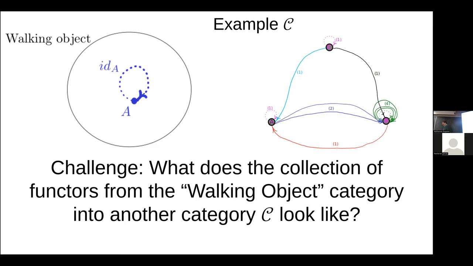This is called Cat. And these morphisms within Cat, if each of these objects is a category, what are the morphisms between categories? What are structure preserving mappings between categories? They are functors. These are functors here. And the number of functors from the category one, the walking object category, to each other category tells us what?